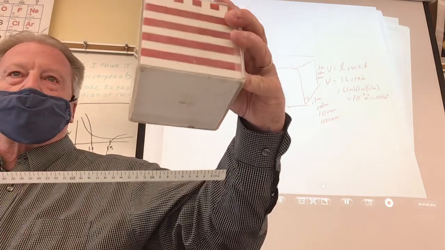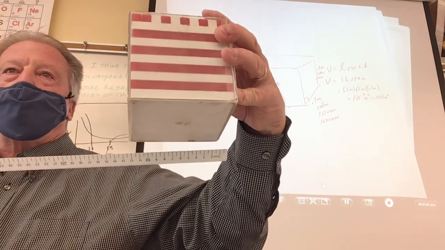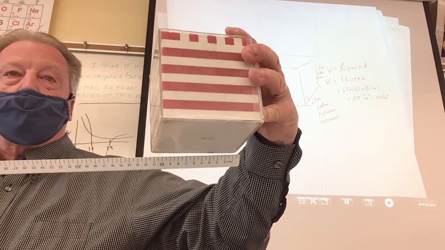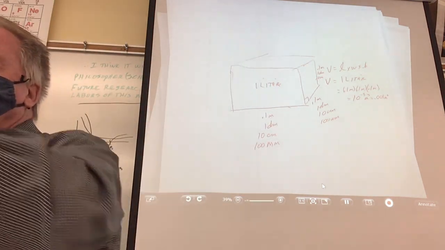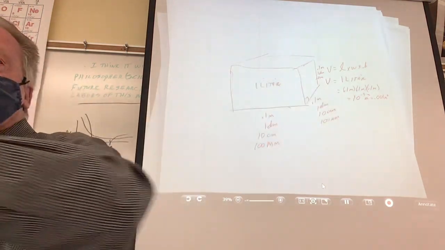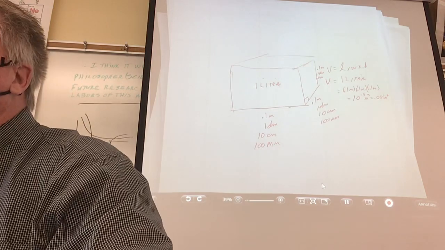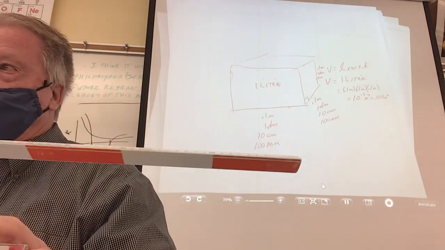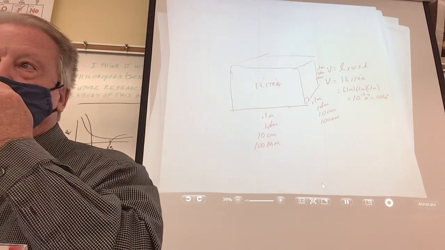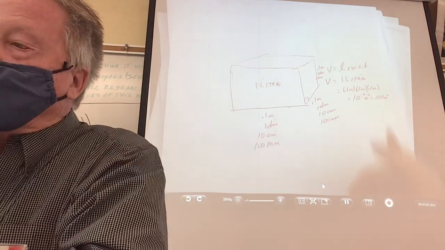How many of these would fit in a cubic meter then? 1,000? No way. Yes way. 10 along this way. 10 along that way. How many on the bottom floor? 100. And how many floors? That's 1,000. This is 1/1000th of a what? Not meter. Meter's not volume. Cubic meter. Now let's go to the next one.